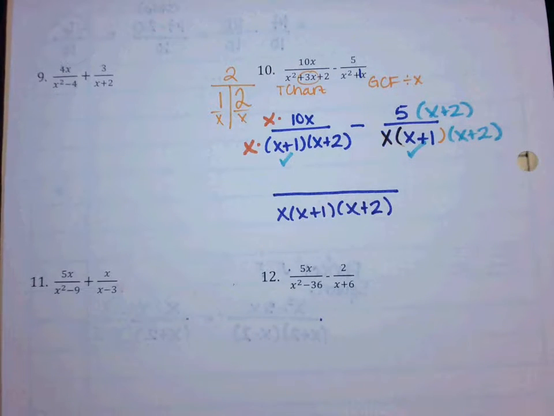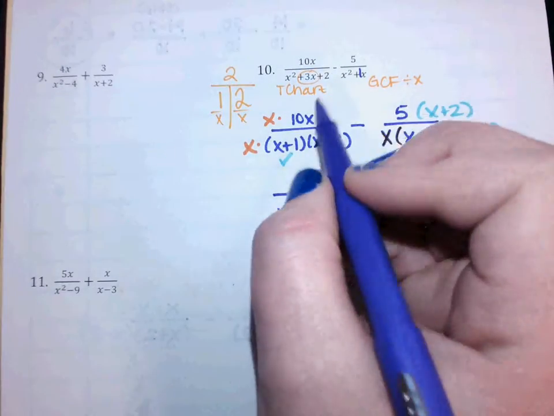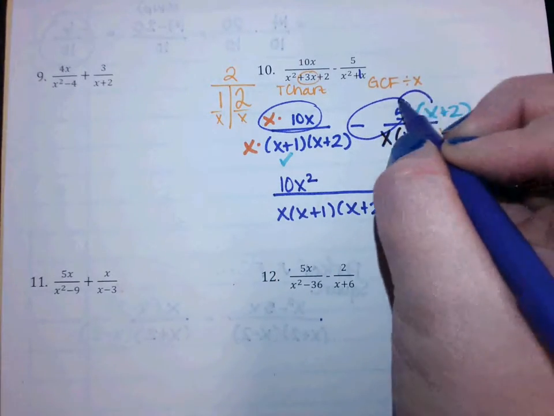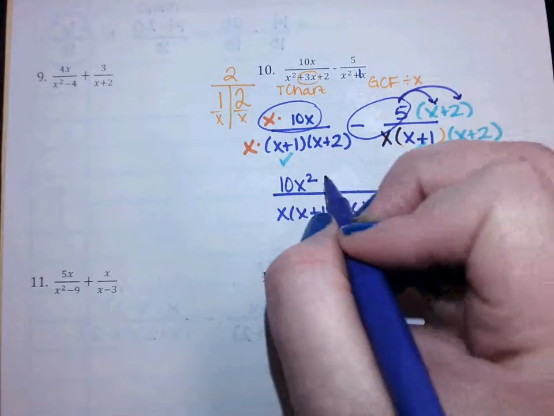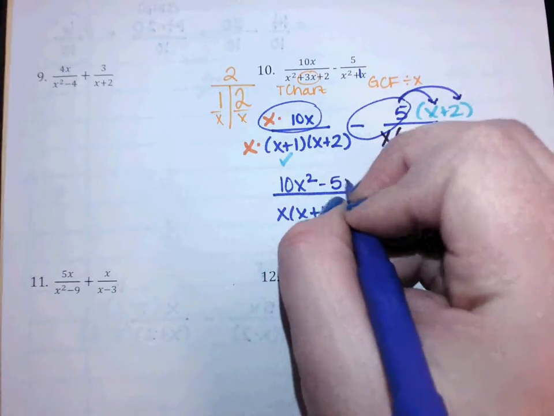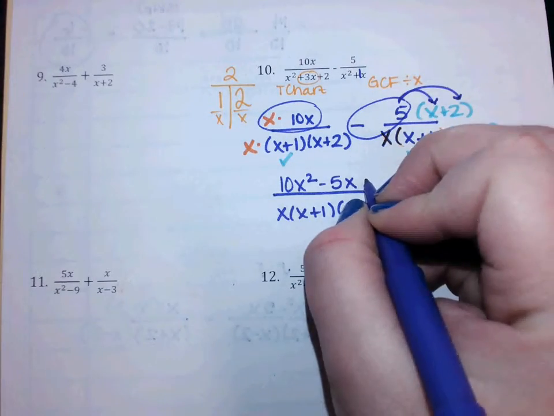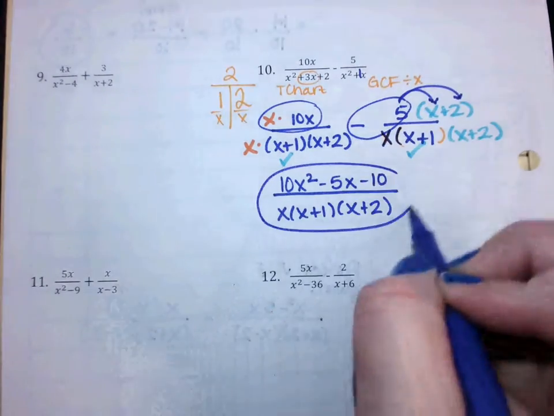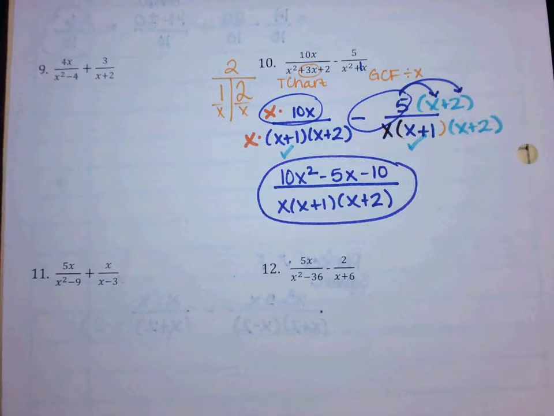Okay, then on the top, remember you're multiplying. What is x times 10x? 10x squared minus. And then I'm going to distribute the minus 5. What is minus 5 times x? Okay, minus 5x. And then what's minus 5 times 2? Yep, minus 10. Now, if any of those top guys could go together, I'd put them together. But since they can't, I just leave it. Okay?